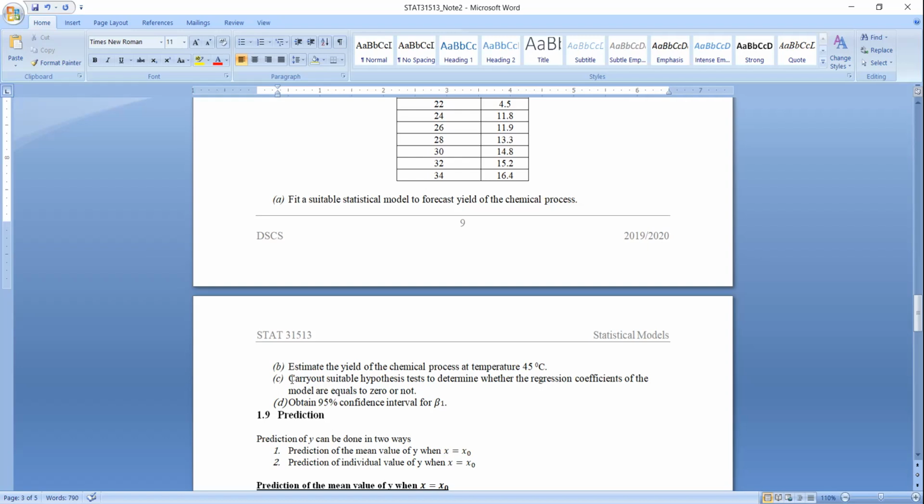And then in part C, they ask you to carry out a suitable hypothesis test to determine whether the regression coefficients of the model are equal to 0 or not. Since this is simple linear regression, we know we have two parameters. That is, we can get two estimates, for beta naught and beta 1. So we can check whether beta naught is equal to 0 and whether beta 1 is equal to 0 using hypothesis testing. And then we have to obtain a 95% confidence interval for beta 1. Okay, so let's see how to do this example.